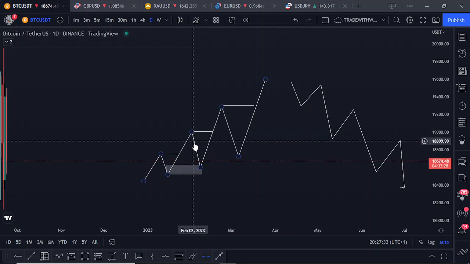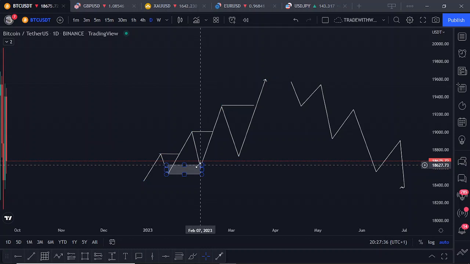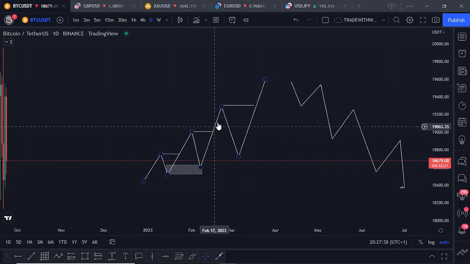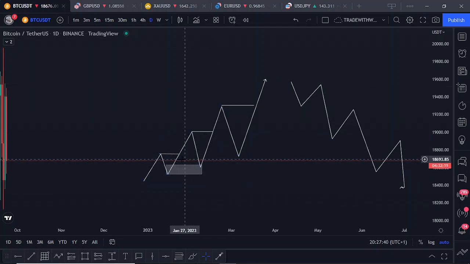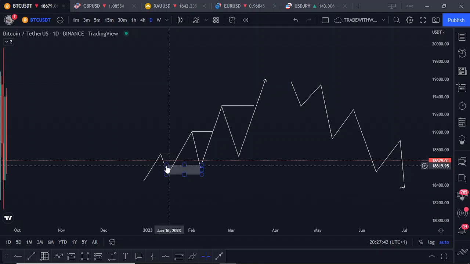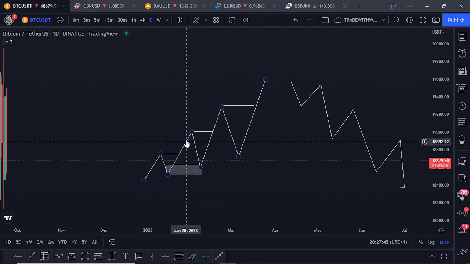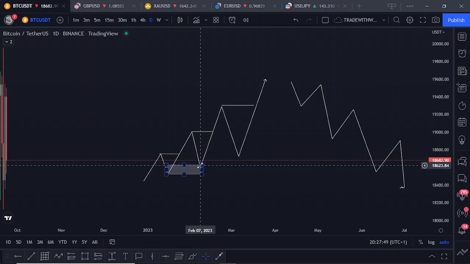Should mitigate, okay? Should go back to that level and then buy from there again. You understand? Because it means that there's a lot of orders that were opened here and went up. So we expect that market will mitigate. What is the meaning of mitigate? Like to cover up something, like to balance up something.